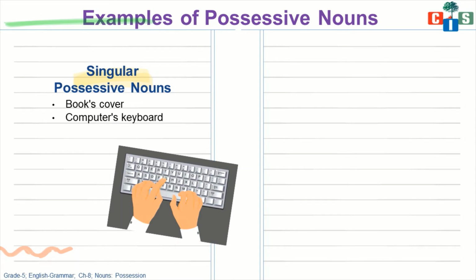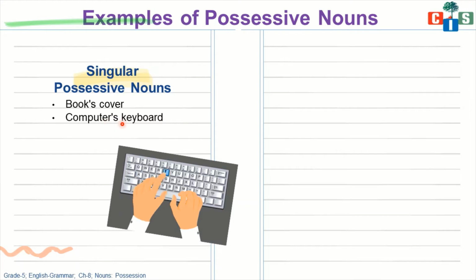Computer's keyboard. I am talking about only one computer, right? Here this s is not to tell us the plural form. This s is here to tell us it is a possessive noun, because it is after the apostrophe, not before the apostrophe, right? If this s is before the apostrophe, it means the noun is in plural form. But when this s is after the apostrophe, it means the noun is in singular form, right?